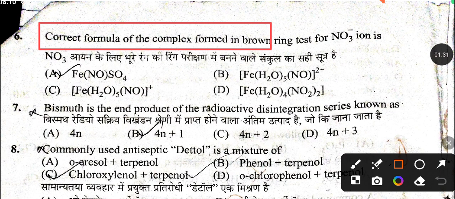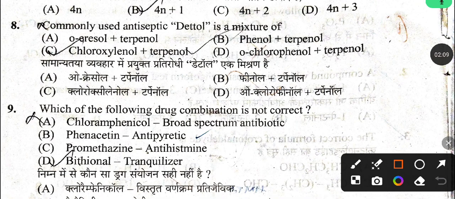Next, bismuth is the end product of the radioactive disintegration series known as, so there are many radioactive disintegration series out of which option number B, that is 4n+1. Its end product is bismuth and it is a Neptunian series. Commonly used antiseptic Dettol is a mixture of, so it is made up of alpha chloroxylenol and alpha terpinol. Option number C is the right answer.